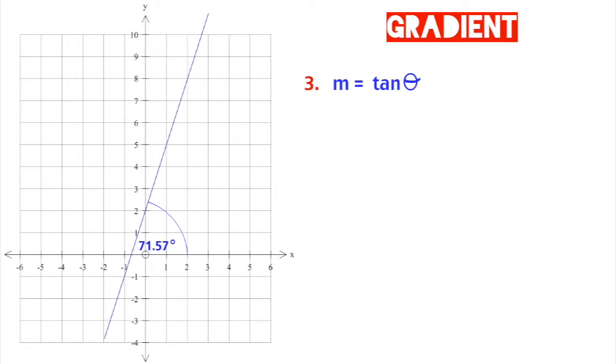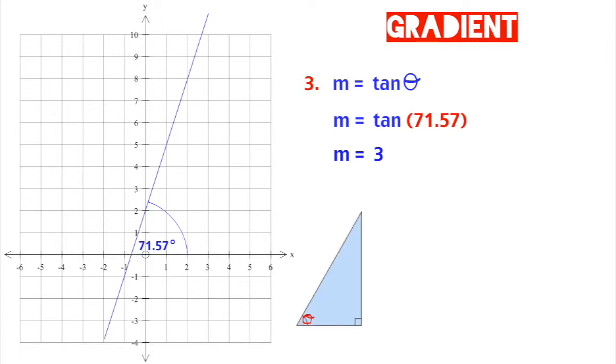Or in other words, the angle that you need to use is the one between the x-axis and the right-hand side of the line. In this case, theta is equal to 71.57 degrees, and you can see above that I've substituted this into the formula. And when you put tan of 71.57 into your calculator, you'll get an answer of 3. Now let's have a quick look at where this formula came from.